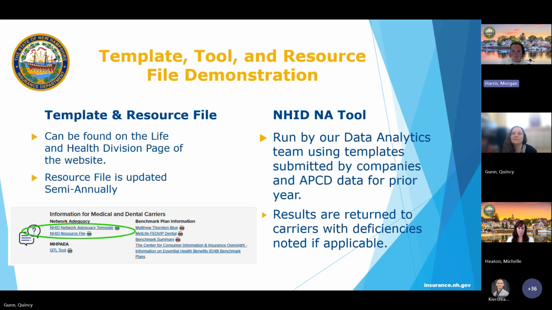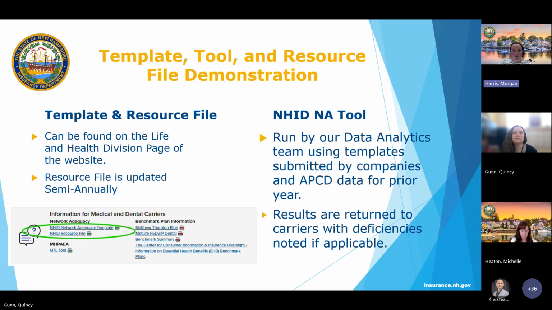It's really helpful. As both Michelle and Quincy talked about earlier, we use our APCD data to run our network adequacy tool, which is extremely unique, and I only know of us that do it. A lot of other jurisdictions defer to the CMS tool, which Michelle touched upon being more geo-access based than what is actually being billed for. So we run through the tool, and then we give you the results to show where any deficiencies are so you are aware.